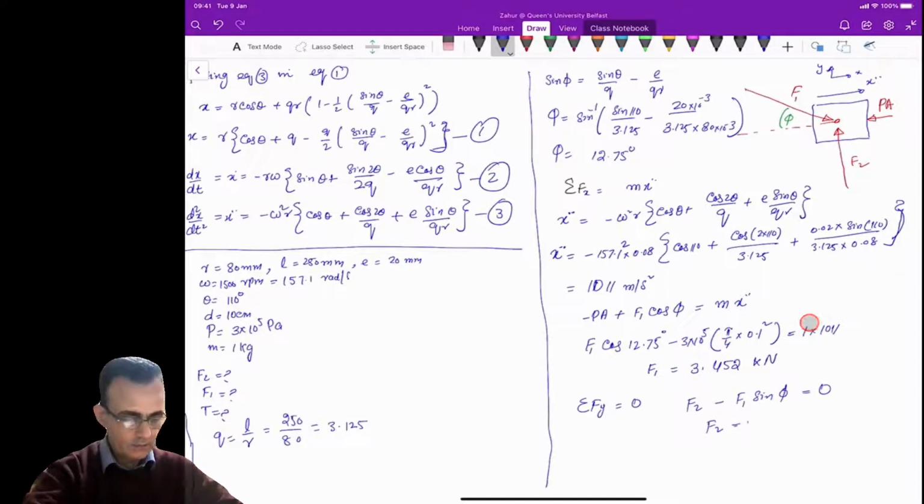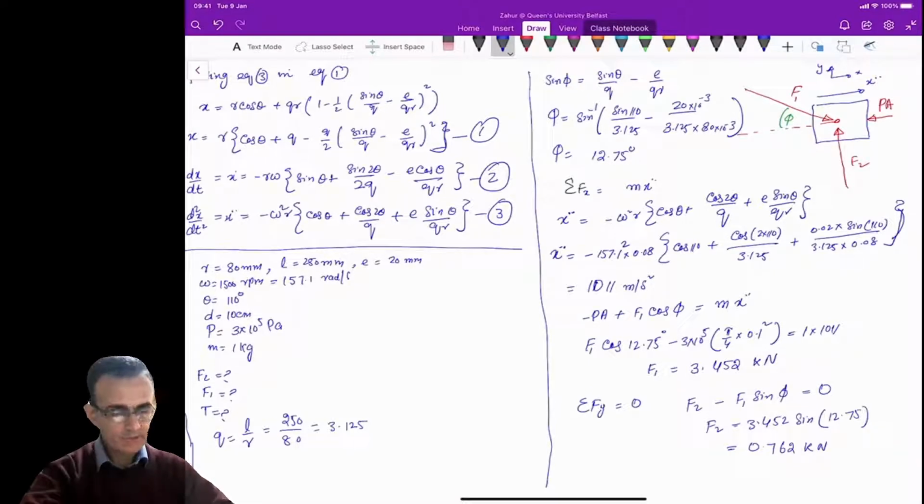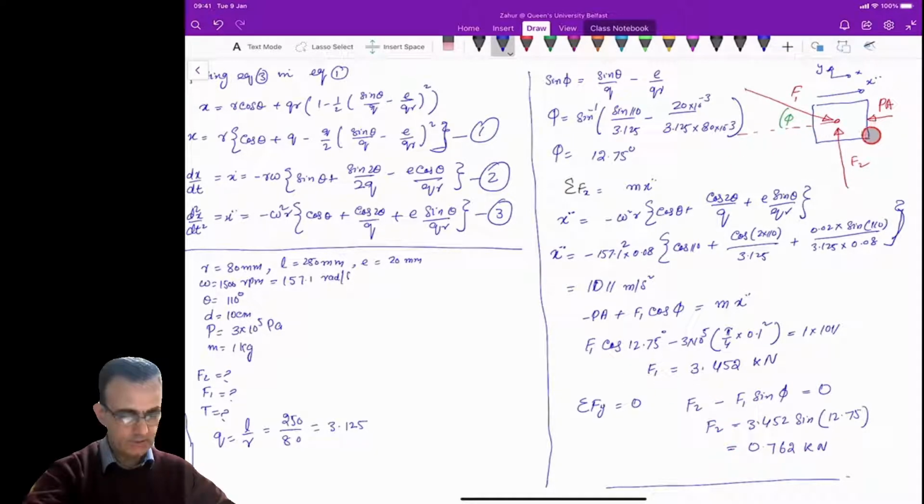Which is 3.452 sine of the angle given, which is 12.75. Then you can calculate this value, which will become equal to 0.762 kilonewton. Okay, so this is the value of F1 and F2, and the direction of these forces is exactly the same, because what we get here are positive. So this means that the directions are okay.